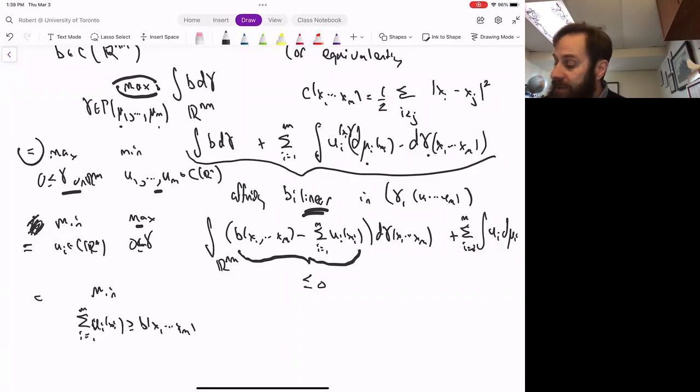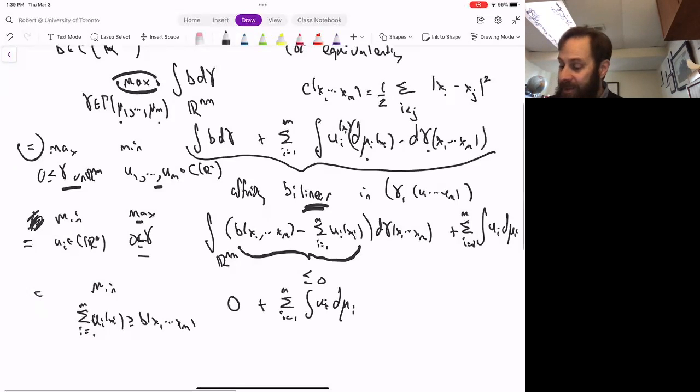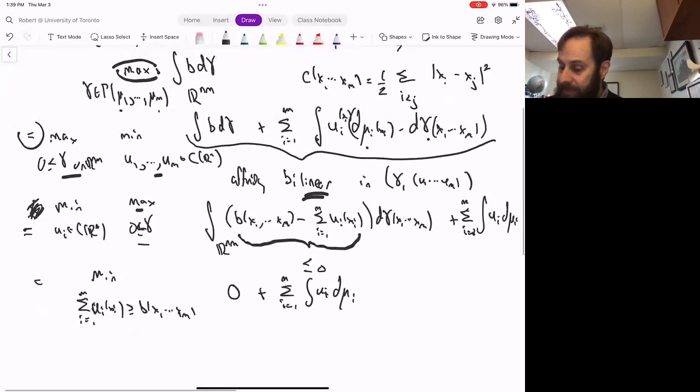And when this is less than 0, for every choice of the xi's, the maximum over non-negative measures gamma is going to be equal to 0. And so that's the dual. This is the Kantorovich dual, if you like, of the original max.